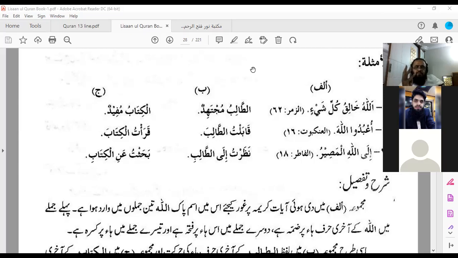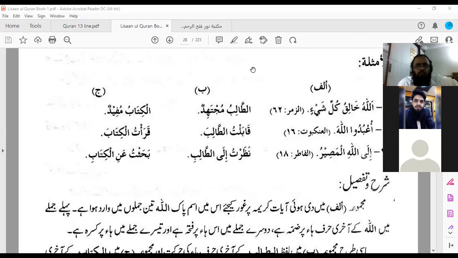There are 3 types of status: rafun, nasbun, jarrun. What is the identification mark of rafa? Either zamma or zammatain. Identification mark of nasab, fataha or fatahatain. Identification mark of jar, kasra or kasratain. Right?